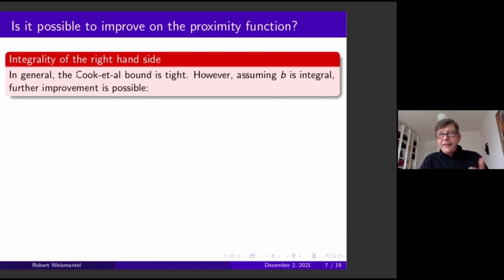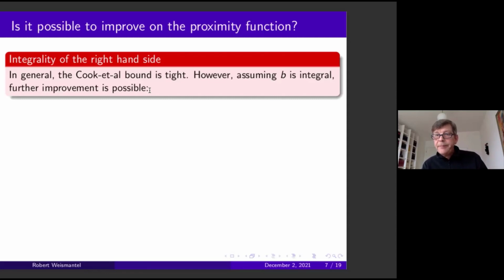The reason is there are several examples. In particular, there's one by Lovász. He gave a TU matrix A, and then some fractional right-hand side where you can really see that the distance between the IP and LP solution is in the order of n times delta. And there's another recent example by Alberto Del Pia and one of his co-authors. So we can potentially only improve if b is integral.